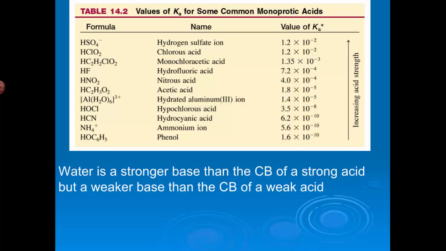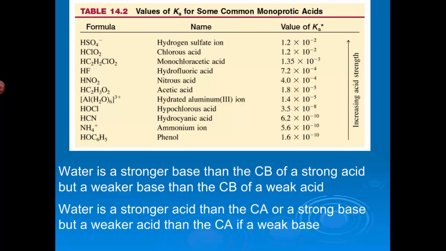Okay. Now, if you have a strong acid, then water is a stronger base than the conjugate base that's produced. Water would rather have the proton than that base would for strong acids. Okay, but for a weak acid, water isn't strong enough to take the proton away from a weak acid, and so the conjugate base of a weak acid is much stronger than water as far as taking a proton, and vice versa with conjugate acids.